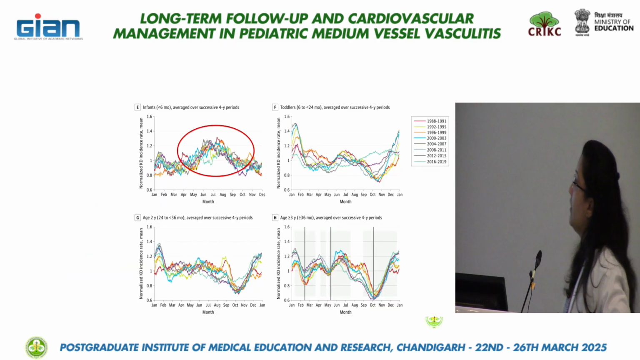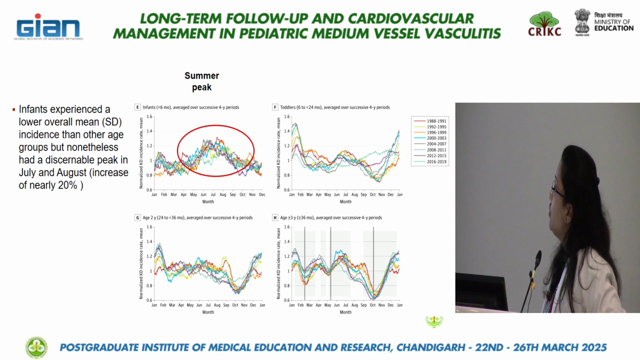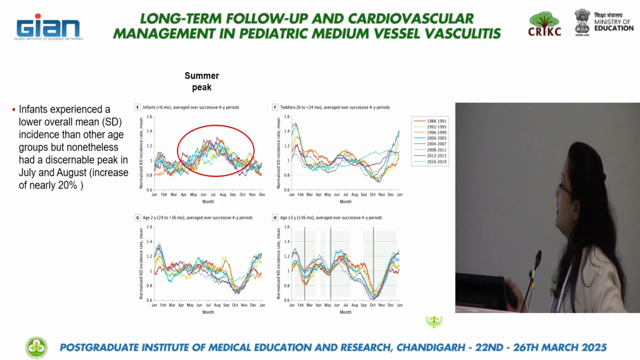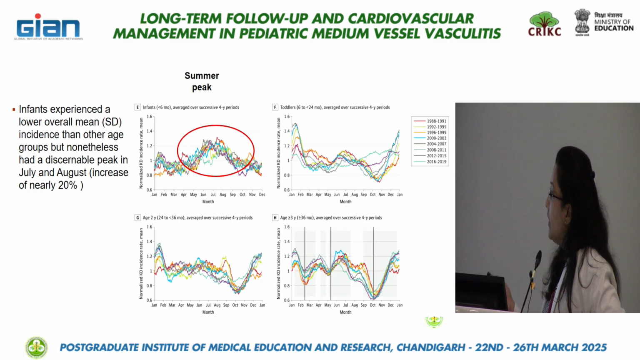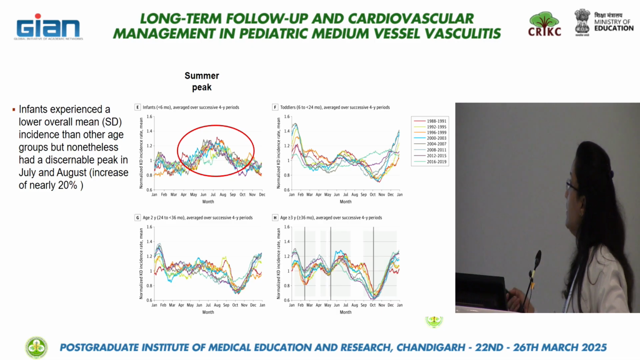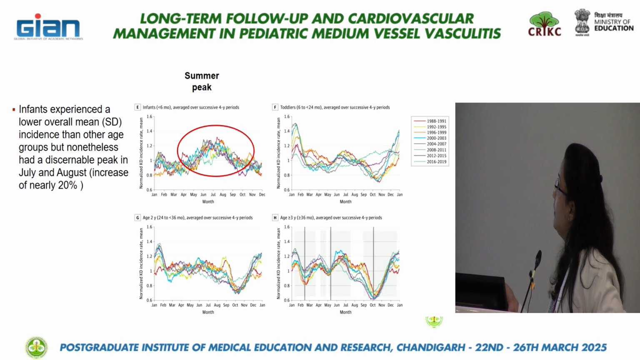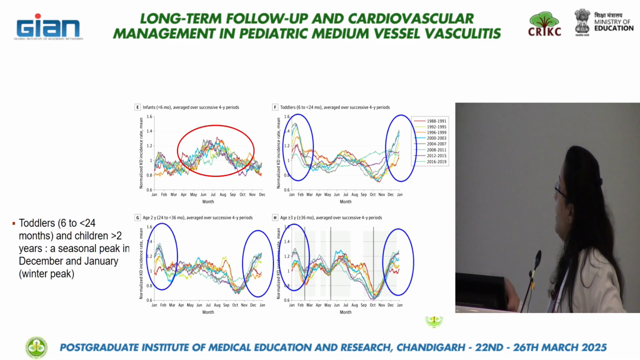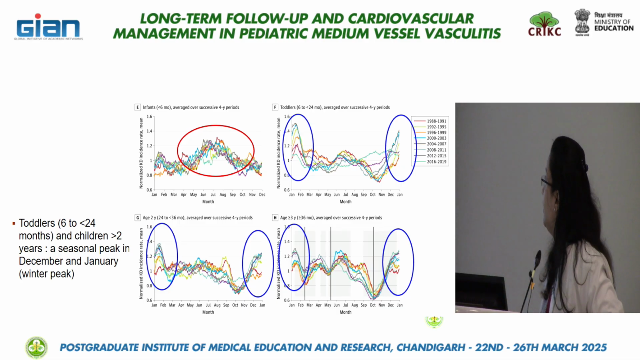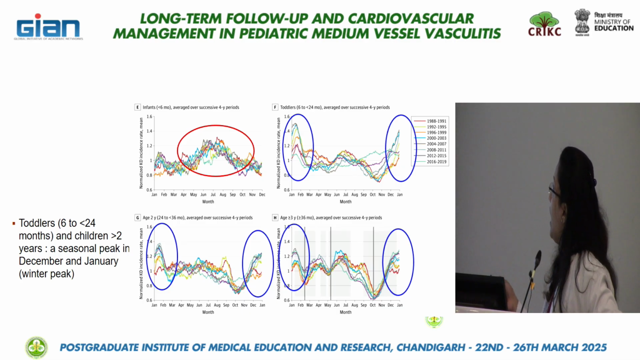Also, when they observed the seasonal variation of the infants with Kawasaki disease, they found a more or less stable incidence over the months, with a slight peak in the months of June and August. However, in the other age groups, that is more than 6 months, and in the age group of 2 and above the 3 years, there was a significant surge in winter peaks, that is during January and December in Japan. However, there was no such peak seen in infants.